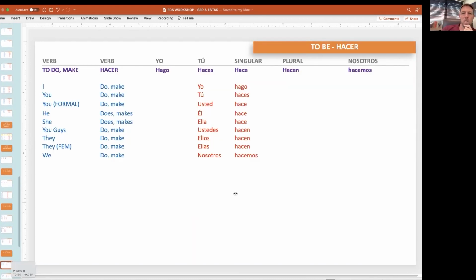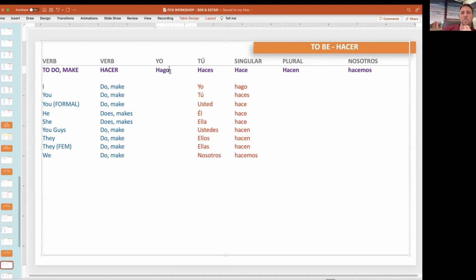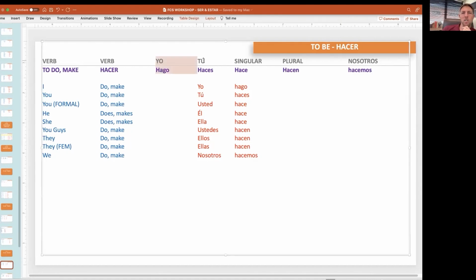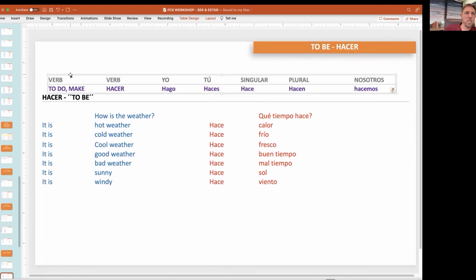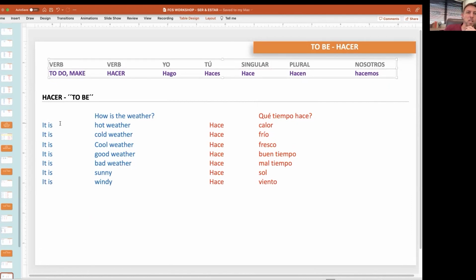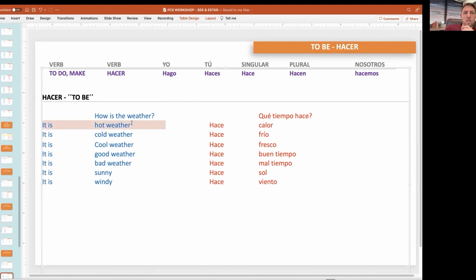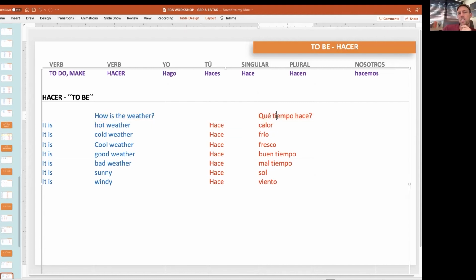Hacer. Normally, hacer means to do or to make. I make, yo hago. You make, tú haces. My friend makes, mi amigo hace. My friends make, mis amigos hacen. We make, nosotros hacemos. But there are certain cases where it means to be, especially around weather. How is the weather? ¿Qué tiempo hace? You can also say ¿Cómo está el clima? Both mean how is the weather.